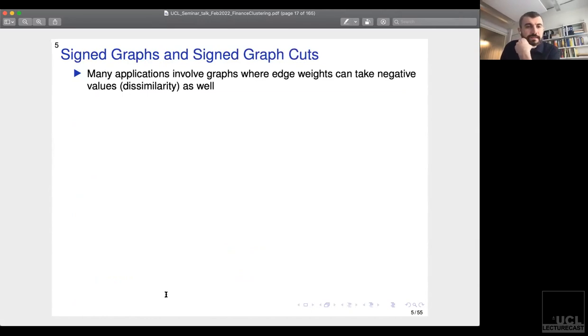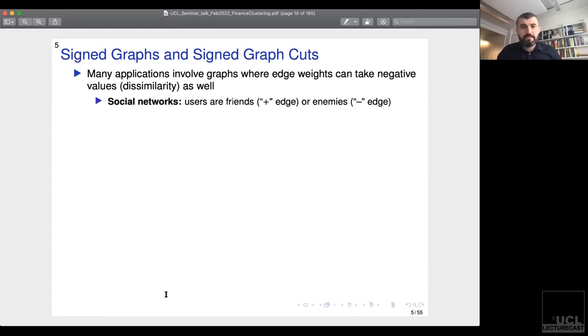Now, in recent years, I've become more and more interested in two families of graphs that I think have been relatively less explored compared to their unsigned and undirected counterparts. These are signed graphs and directed graphs. There are many applications that involve graphs where the edge weights can take either negative or positive values. The negative values can come from encoding some sort of dissimilarity information.